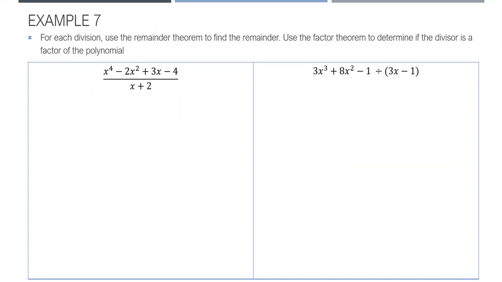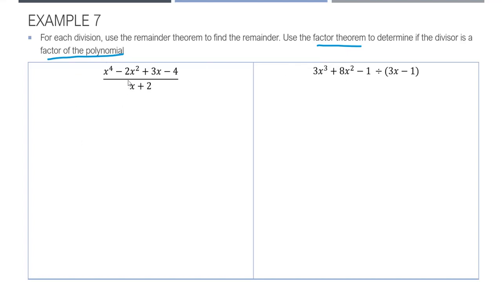So let's use the remainder theorem again to find the remainder. Now there's a second part to this question, and we haven't looked at something like this before, which is use the factor theorem to determine if the divisor is a factor of the polynomial. So we haven't talked about that. That's more of a 3.3 thing, but it will occur in one of these questions.